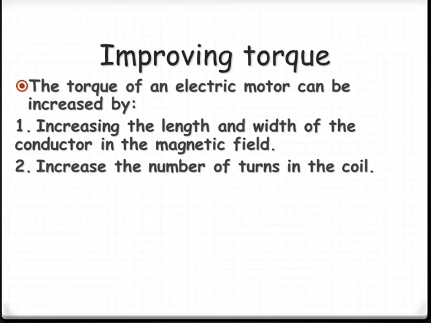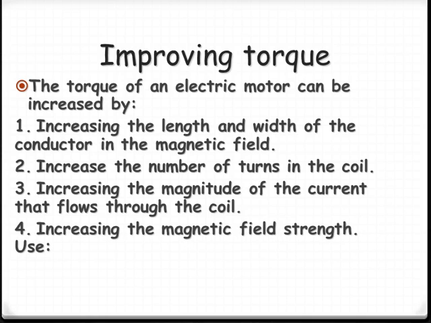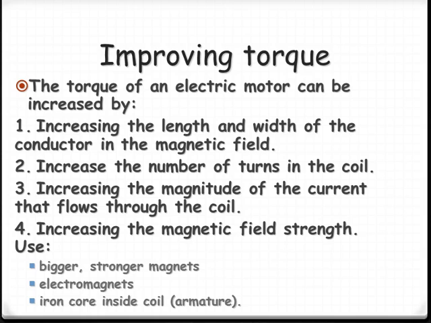You can increase the number of turns. Again, that increases the force. You can increase the current, which increases the force. You can increase the magnetic field strength, and that increases the force. You can do that by using bigger, stronger magnets, you can use electromagnets, or you can add the armature, that soft iron core, to maximize the interaction between the coil and the magnetic field.